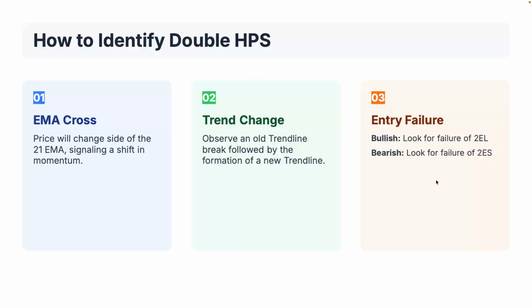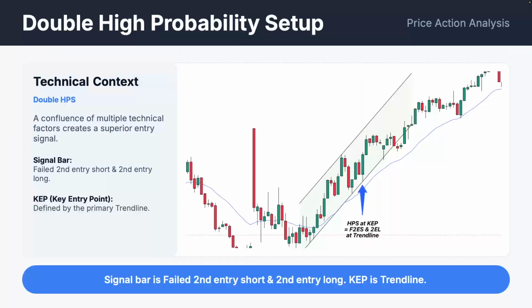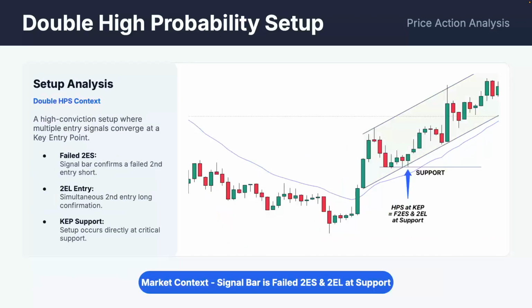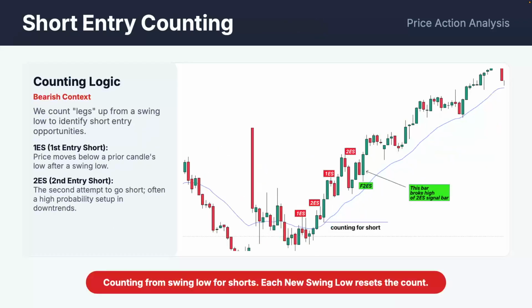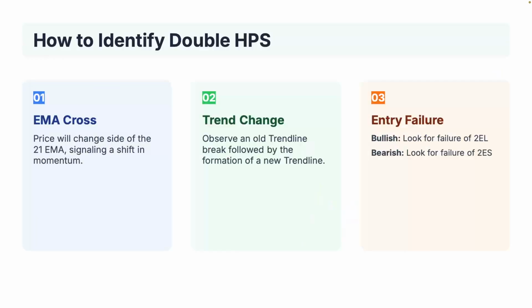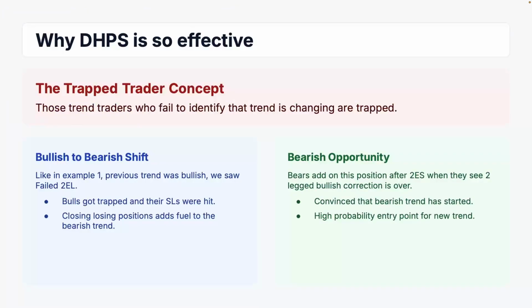Every time we saw there was a failure of second entry long or failed second entry short, and we know if the market is bullish, we look for failed second entry short, and if the market is bearish, we look for failed second entry long. So one of the sides was getting trapped, and let's cover why DHPS, or the double high probability setup, is so effective. The first reason itself is the trapped trader concept.